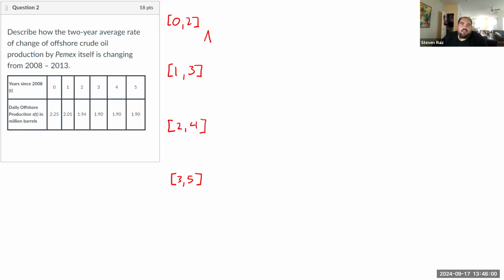So for all of these, I can find an average rate of change. Average rate of change is going to be equal to S of 2 minus S of 0. These are all going to be over 2, since I'm looking at 2-year averages. So what is S of 2? 1.94 minus 2.25 over 2. I wrote down some of these numbers in advance. So this comes out to be negative 0.155.